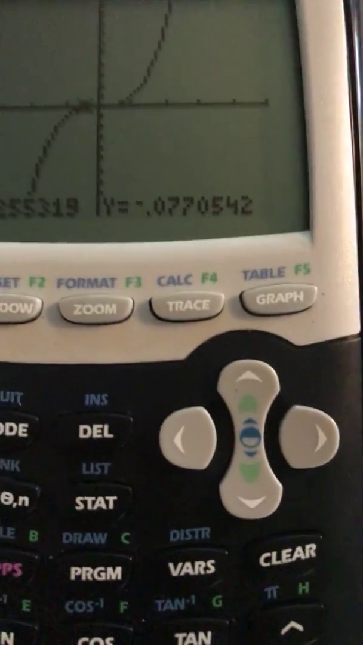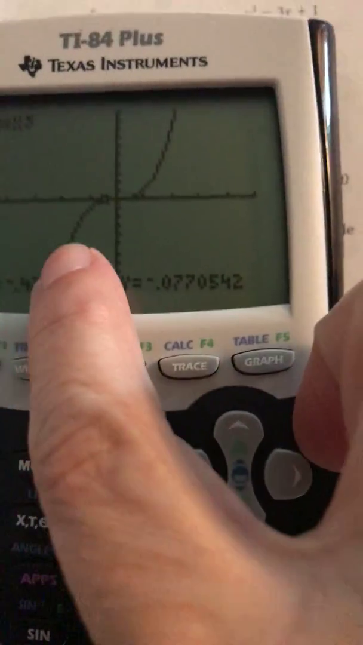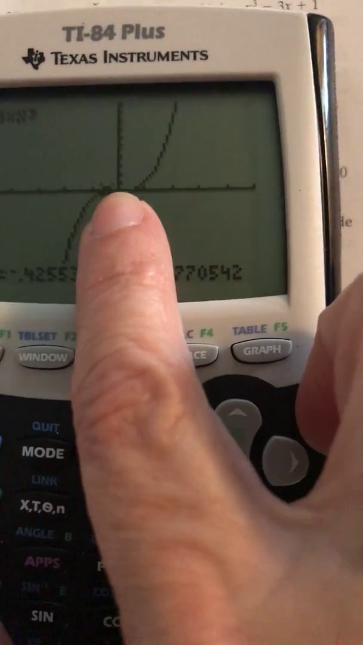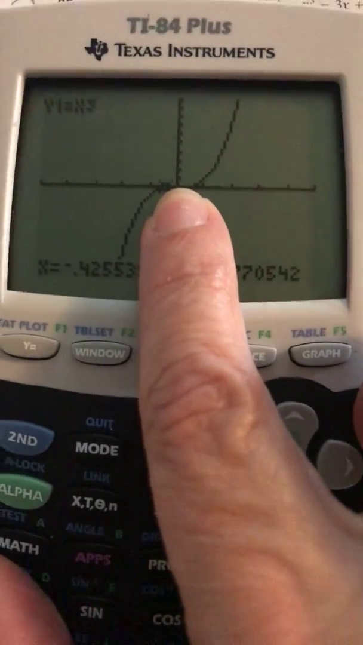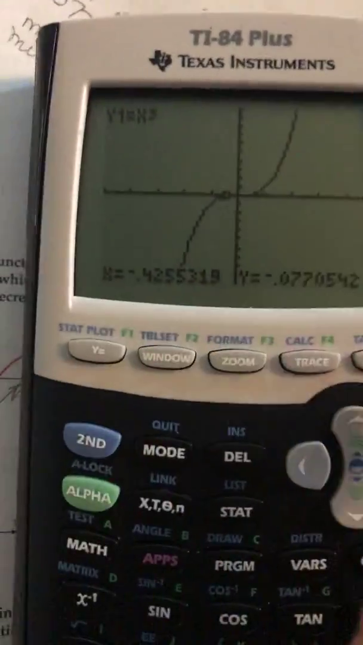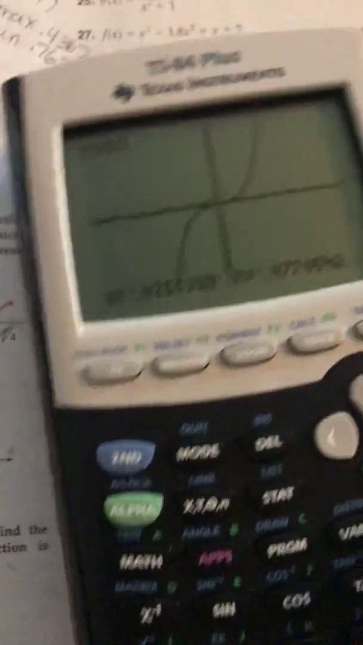So it's concave down from negative infinity to 0. That's its point of inflection because it's the parent graph. And then it's concave up from 0 to positive infinity. Next number is number 35.